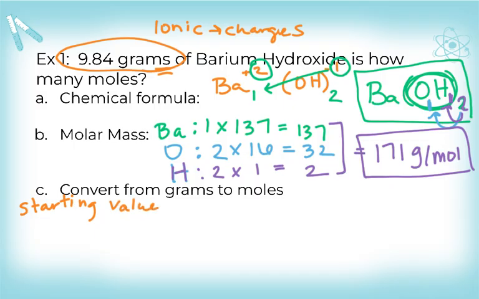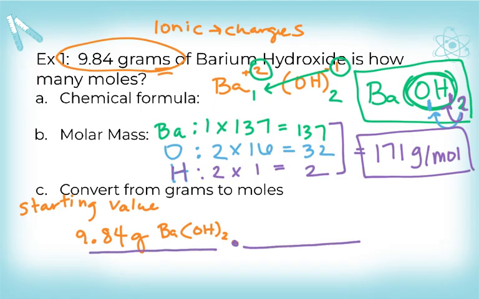And that's what I'm changing the units of. I'm not changing the value of it. I'm just changing what we're measuring it in. So we have 9.84 grams of our barium hydroxide, and we are converting that to moles. So I'm going to need to write my conversion factor here.